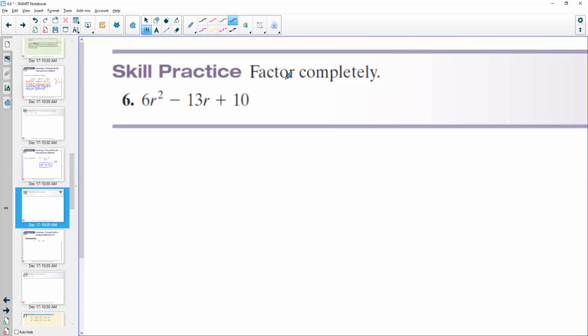6 times 10 is 60, positive. So I need two numbers that multiply to make 60 and add to negative 13. So let's see, 6 and 10, nope. 20 and 3, nope. 15 and 4, no. 30 and 2, nope. So we don't have anything. This is, again, going to be prime. All right, let's see what else we got here.